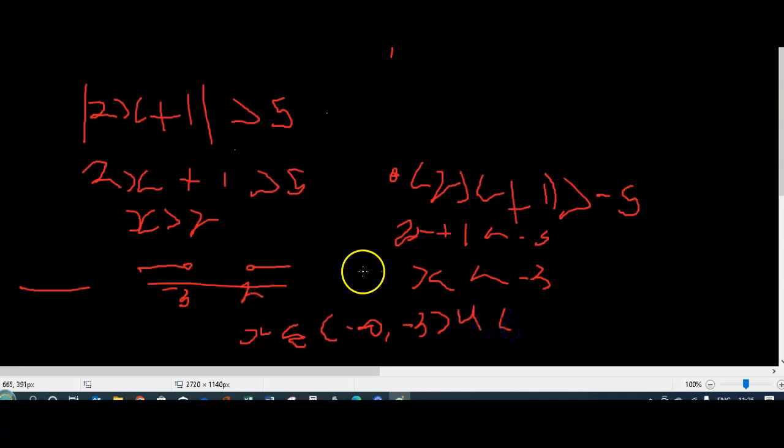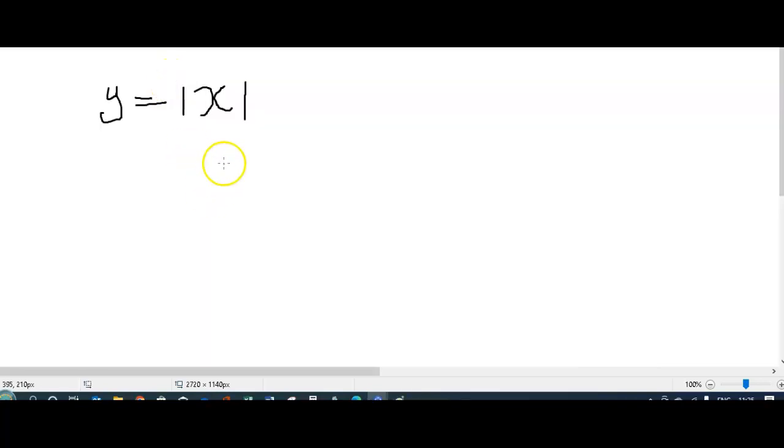and the other one is 2 to infinity. So that's your answer for inequalities. Okay, so now let's do absolute value graph.